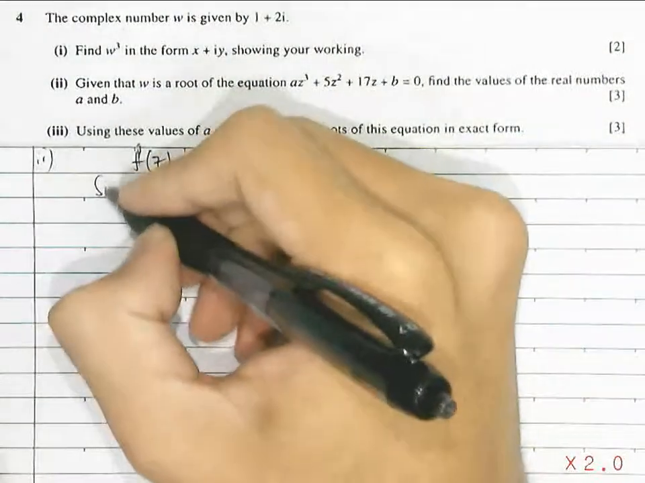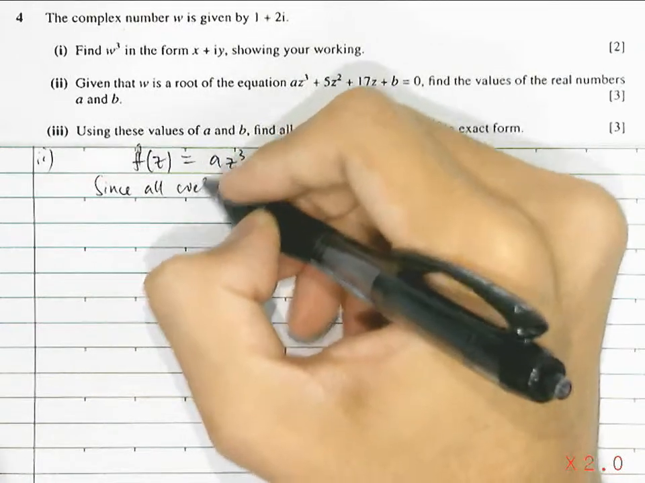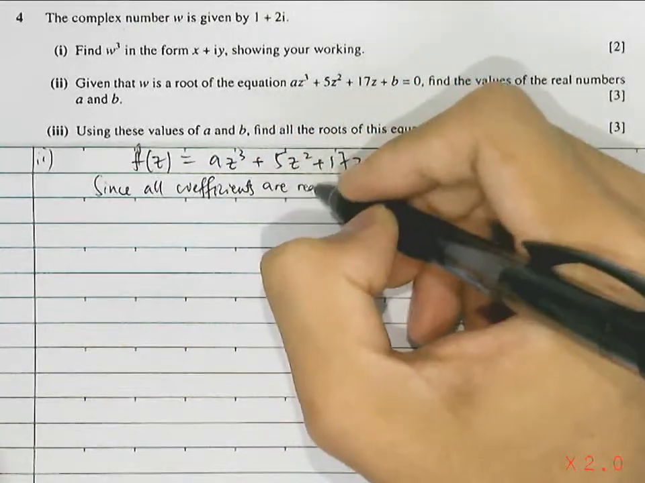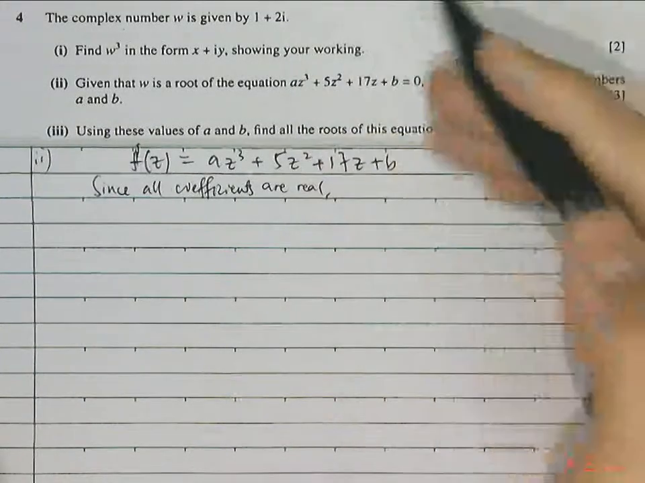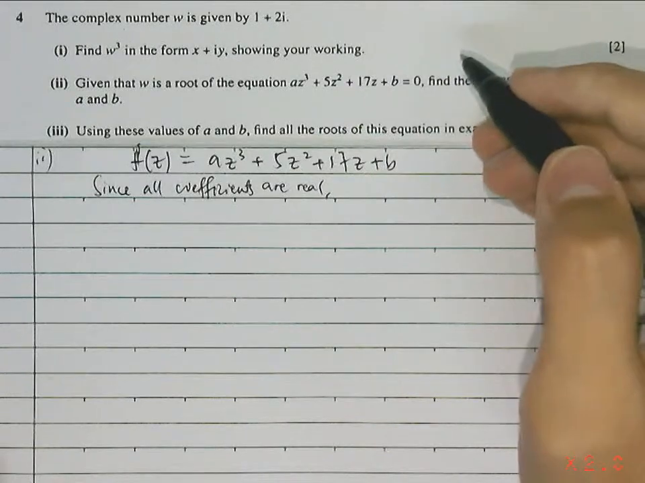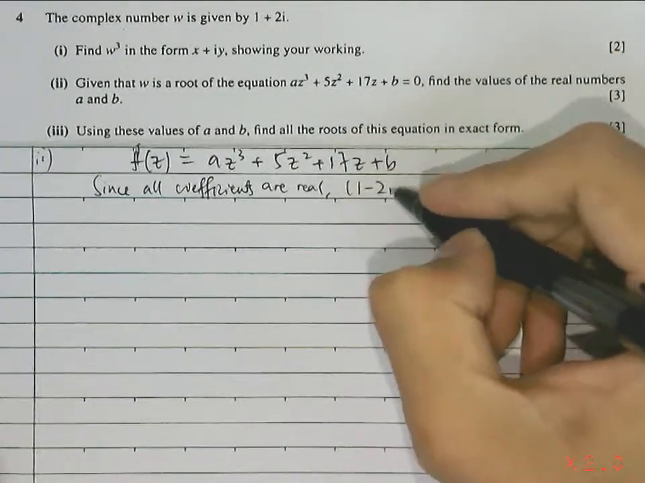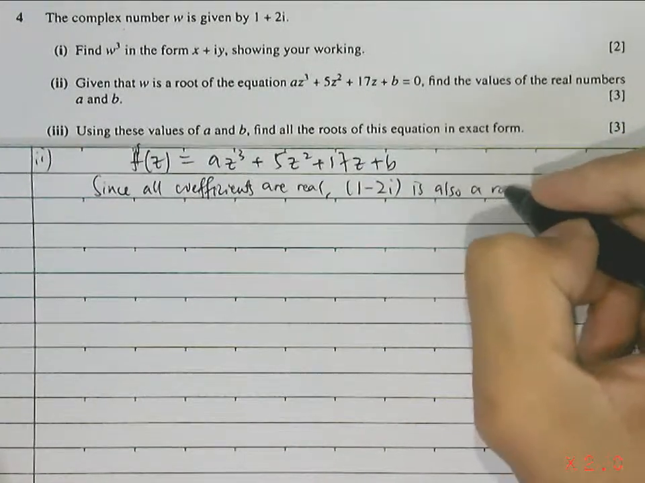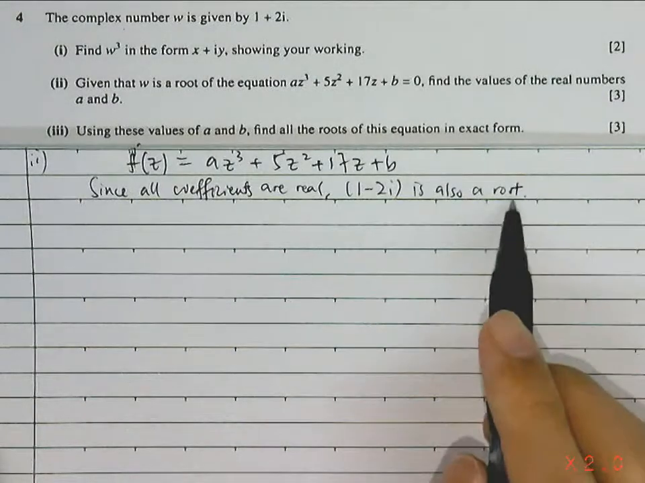So we can conclude, since all coefficients are real, and we know that one of the roots is 1 plus 2i, that the conjugate of w, which is w conjugate, will also be a root. So the conjugate, 1 minus 2i, is also a root. Not to be confused with factors.